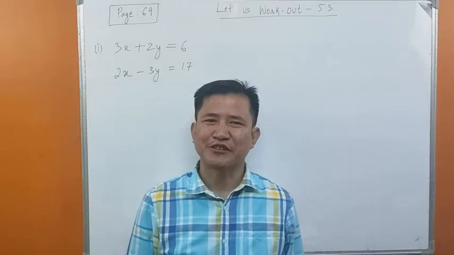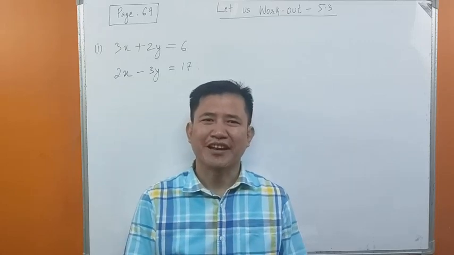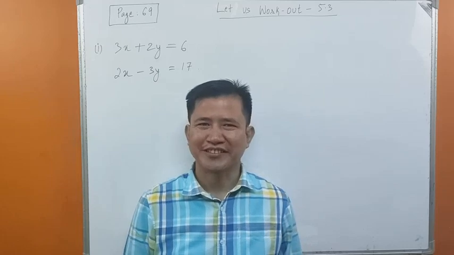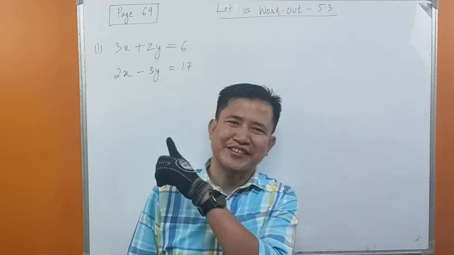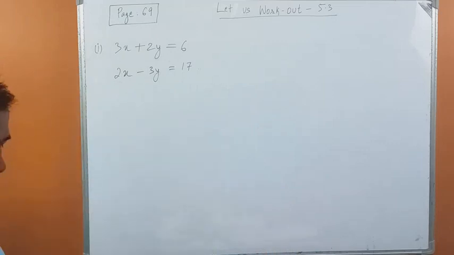So today we'll start a new chapter, solving linear simultaneous equations by the method of elimination, from the class 9 book of the West Bengal Board of Secondary Education, chapter 5.3, page number 69. Okay, so let's begin. This is question number 1 of exercise 5.3.